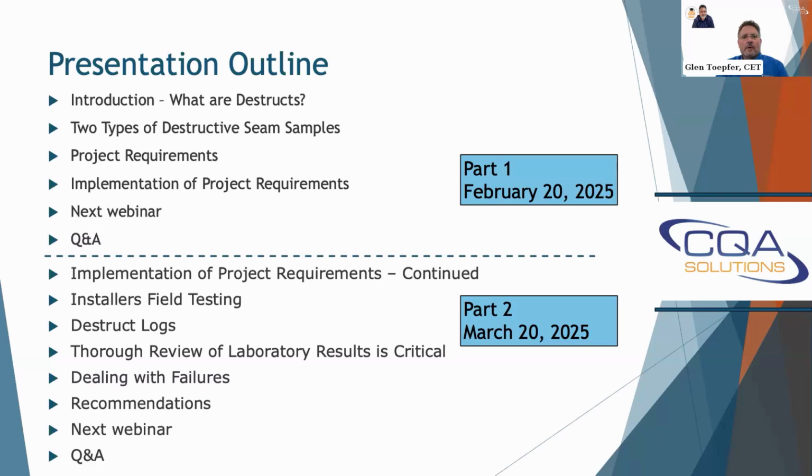And then as part of that, I'm going to briefly talk about peel incursion, how you measure that. I thought that would be a good addition when I was preparing for part two. We'll look at destruct logs, some of the data that I like to make sure is on the logs, and then a brief discussion of why a thorough review of laboratory results is critical. Dealing with failures, big topic. We see a lot of mind-boggling things there. My recommendations overall on the different aspects of destructs.